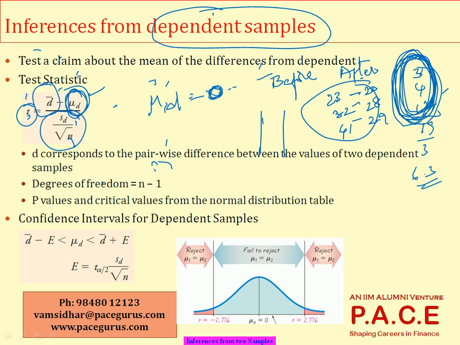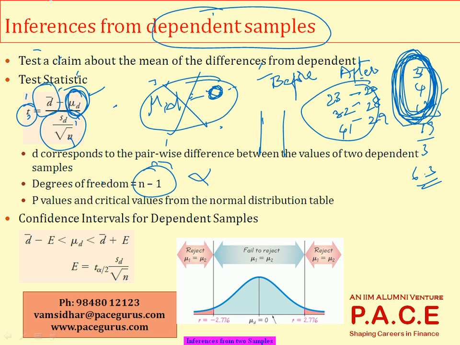So the degrees of freedom will be n minus 1, and based on the alpha you can find the critical value, and based on the critical value you can take your call whether to reject the null hypothesis. When you are rejecting the null hypothesis, it means your mu d cannot be 0. The mean difference between the two samples of data is not 0, which means there is a significant difference in the ages of male and female, or a significant difference in the weights of the people before and after the medication. So in those kinds of cases, we will depend on the dependent sample test. Even that uses the t-test.